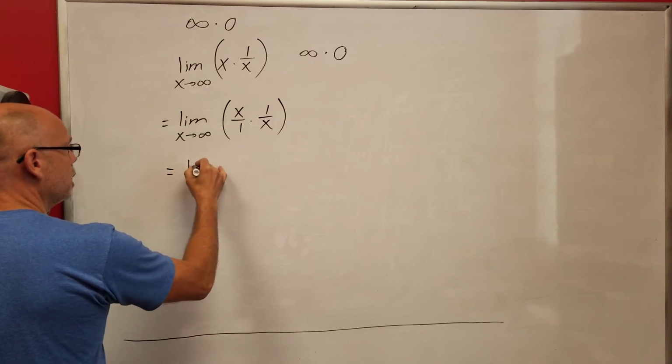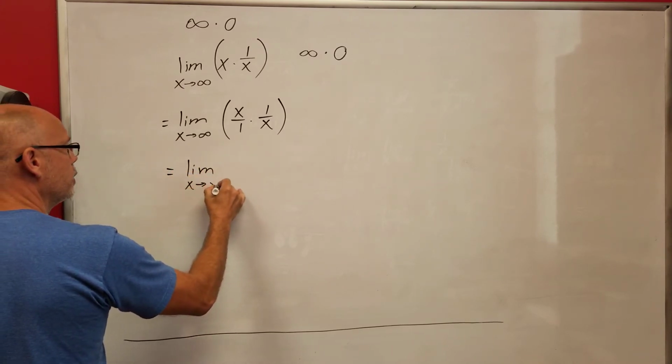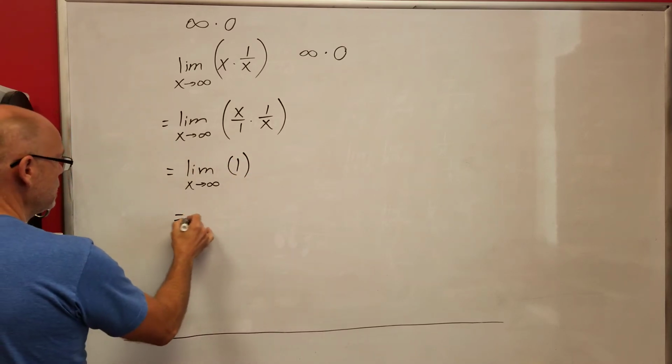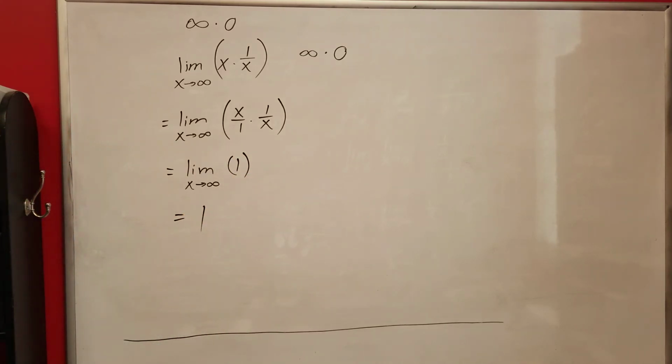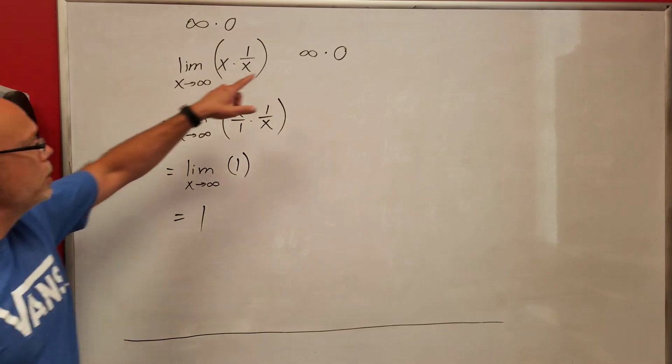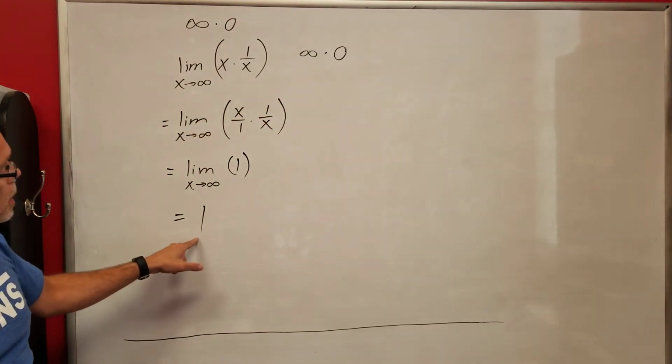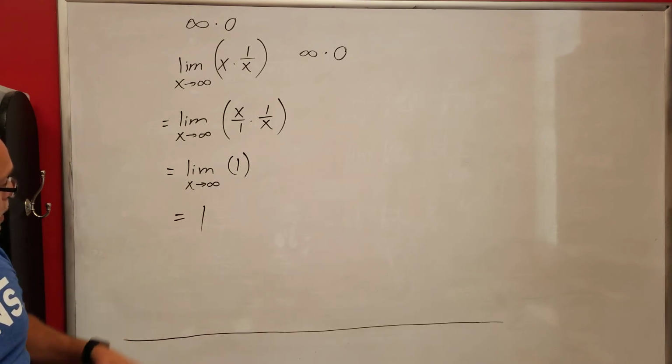But what does that give me? That gives me the limit as x approaches infinity of what? 1? Well, what is that limit? That limit is just 1, right? So if we would have said 0 times infinity is 0, we would have missed it. What is it in this case? It's 1, isn't it?